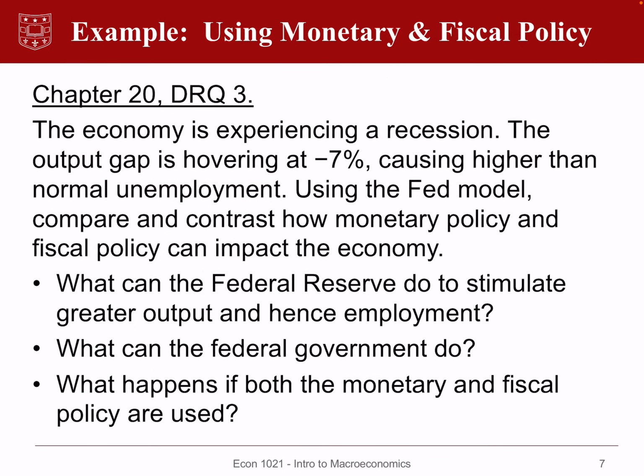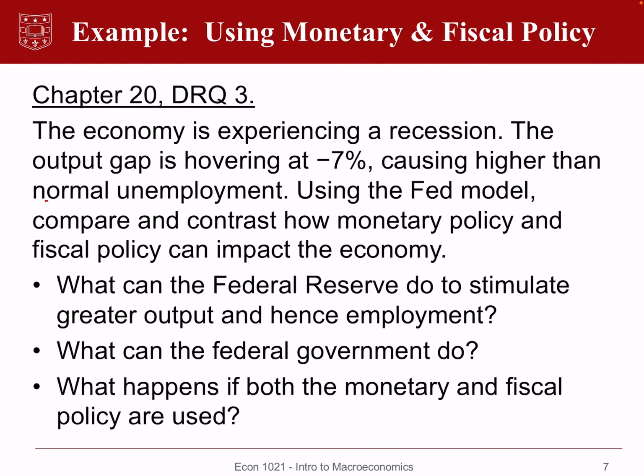So let's take another example here. Let's consider using monetary policy and fiscal policy to close an output gap. So this is discussion and review question 3 at the end of chapter 20. The economy is experiencing a recession. The output gap is at 7%. Of course, then we have higher than normal employment. Normal employment would be full employment. Let's see how we might use monetary policy and fiscal policy to try to correct this macroeconomic problem.